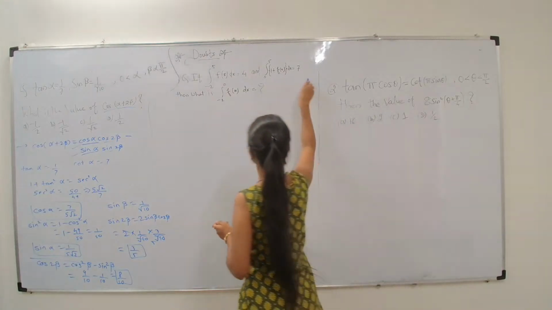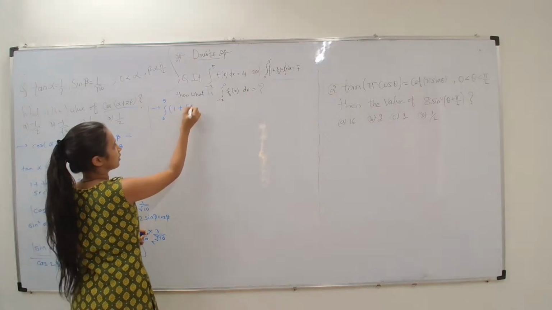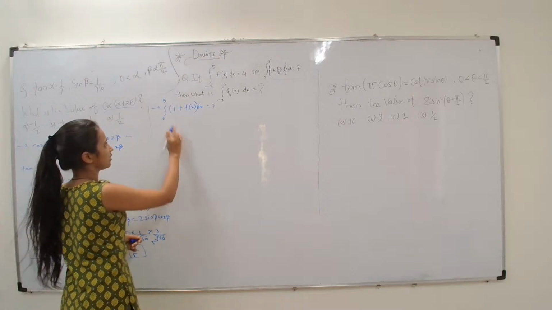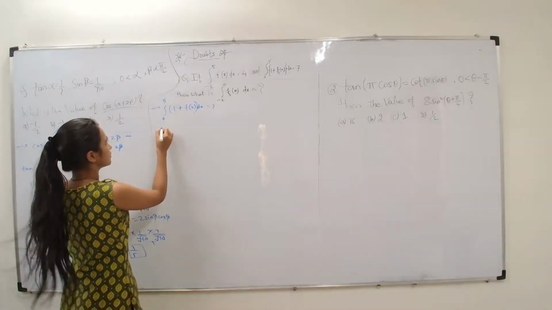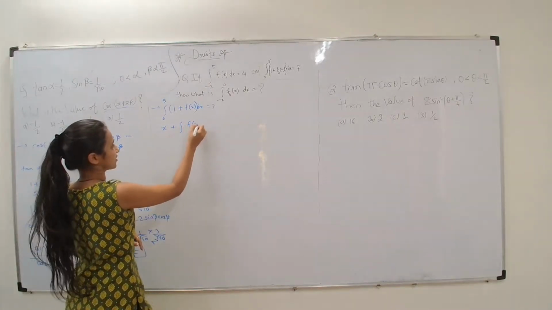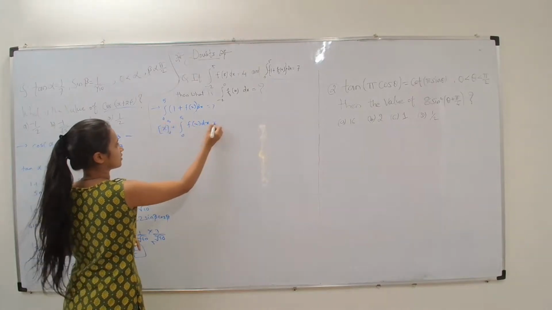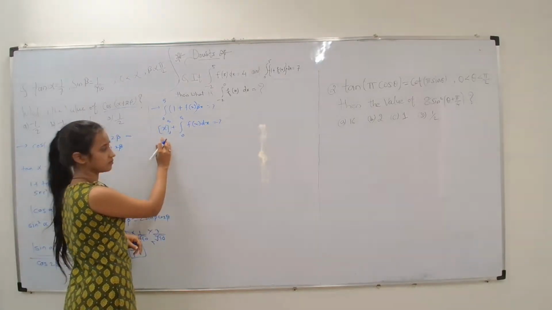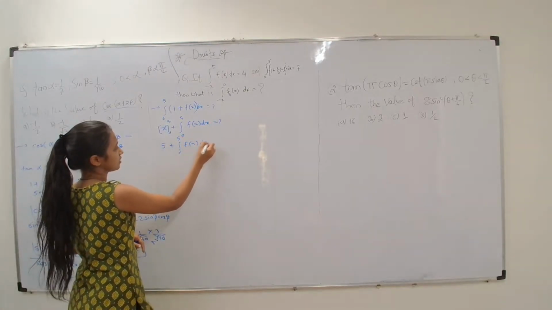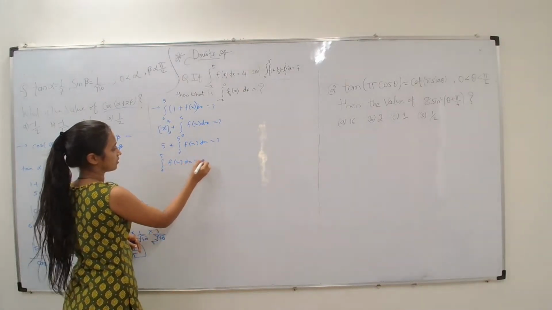We will solve this. So see, integration from 0 to 5, 1 plus f of x dx is equal to 7. To solve this, integration of 1 is x plus integration of f of x dx, and the limit is from 0 to 5, is equal to 7. So this will be 5 plus integration 0 to 5 f of x dx is equal to 7. So integration 0 to 5 f of x dx is equal to 7 minus 5, that is 2.